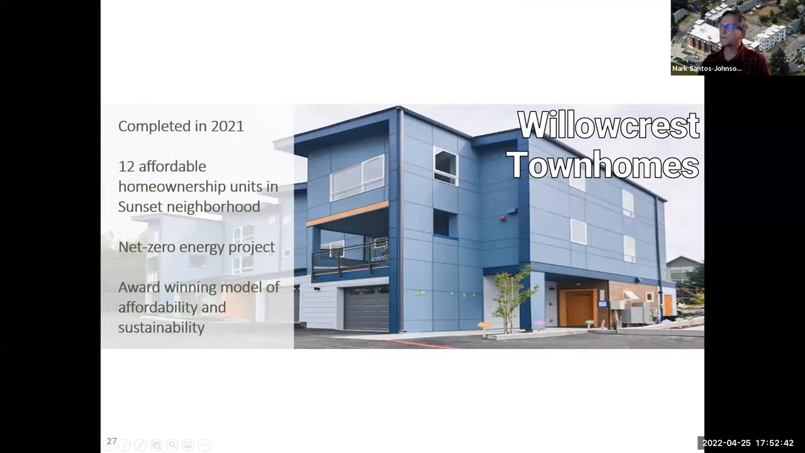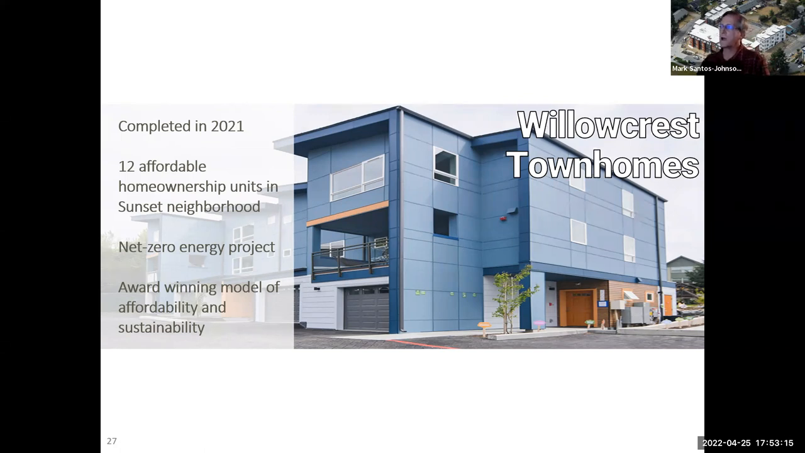Homestead's first project in Renton was the Willowcrest Townhomes. The 12-unit project was completed last year in the Sunset area on land donated by the Renton Housing Authority. The 3- and 4-bedroom unit project is the first net zero energy multifamily affordable homeownership project in the region. All homes were priced at or below $315,000 to households at or below 80% of AMI. Using the community land trust model, all units will be maintained as affordable homeownership in perpetuity.